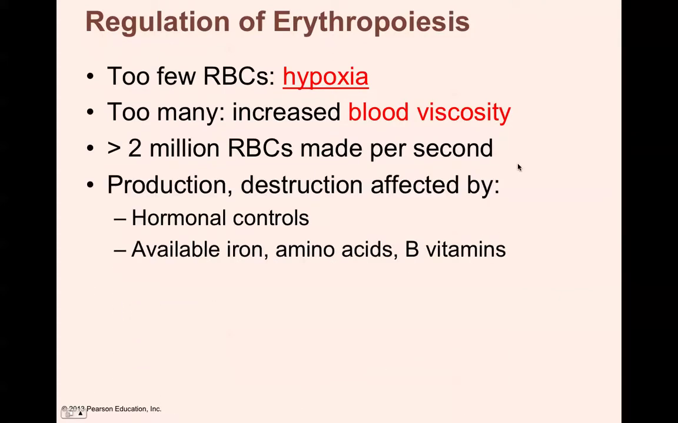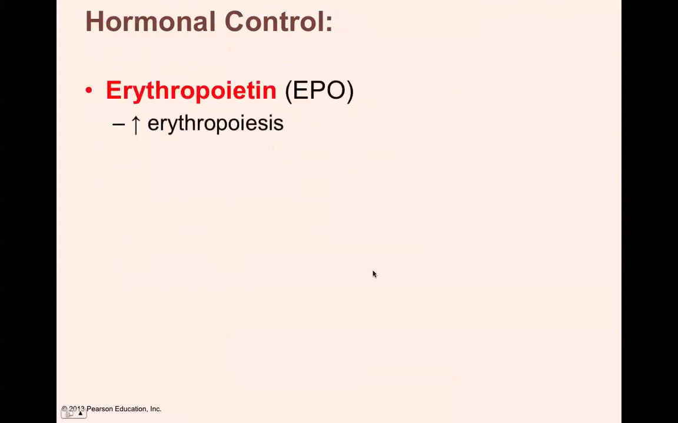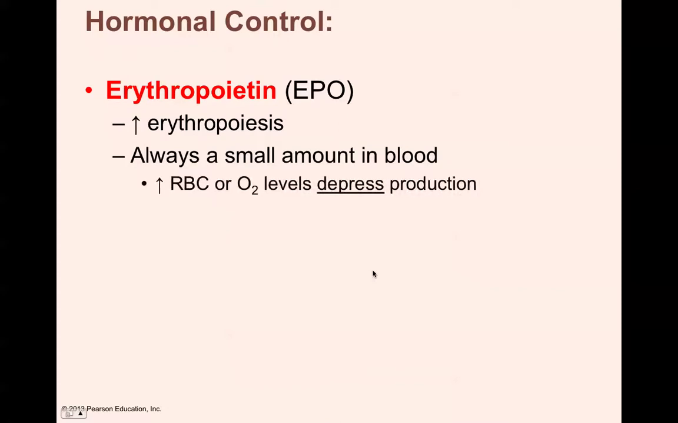The production and destruction of worn out blood cells is affected by hormonal controls, and available iron in the body, amino acids, and B vitamins. So let's talk about the hormonal control. There's a particular hormone, and it's called erythropoietin. It's shortened EPO, sometimes they call it EPO. Erythropoietin is the hormone that increases erythropoiesis.